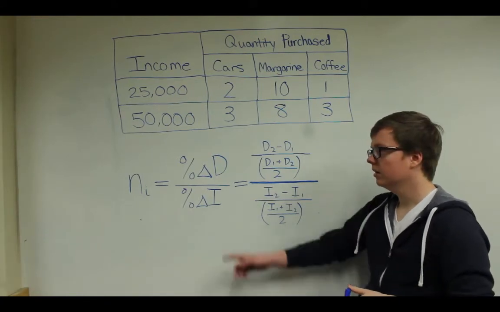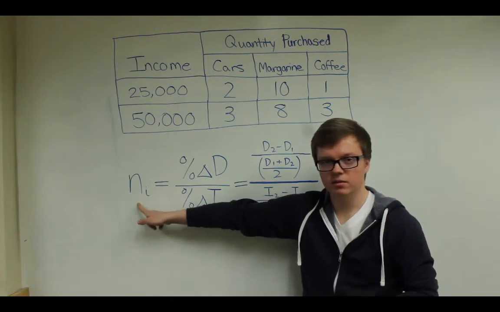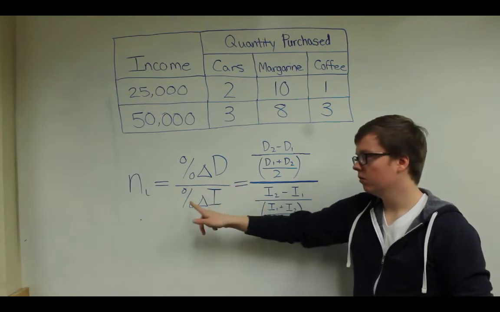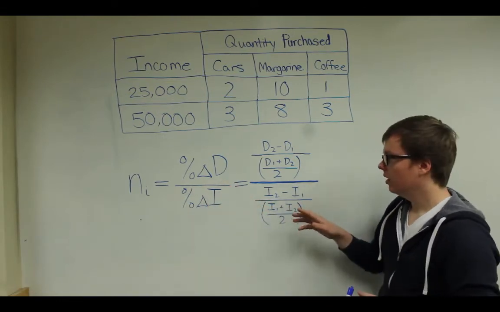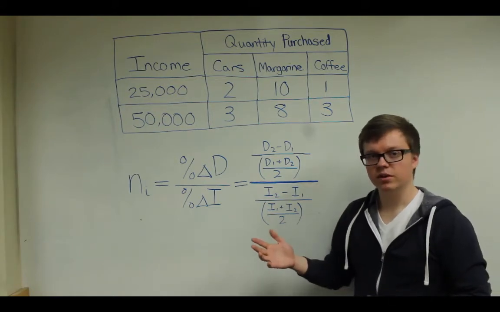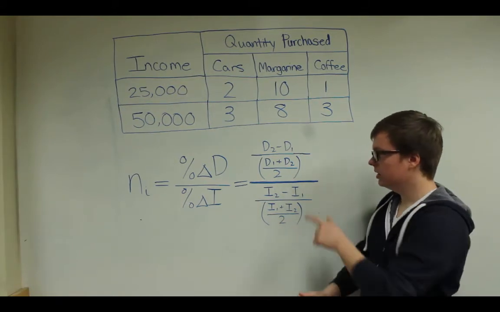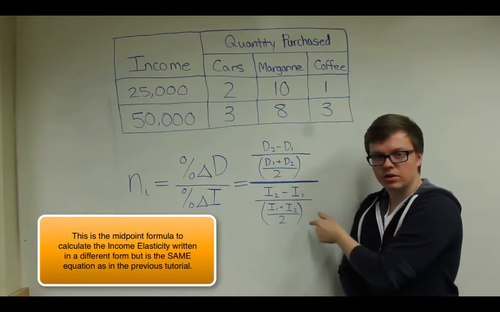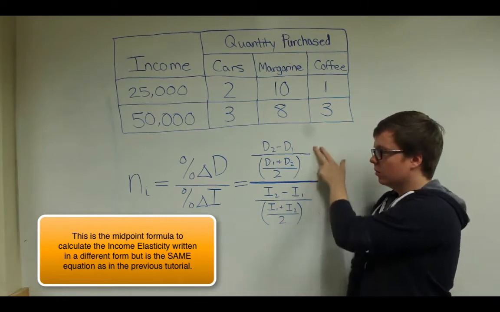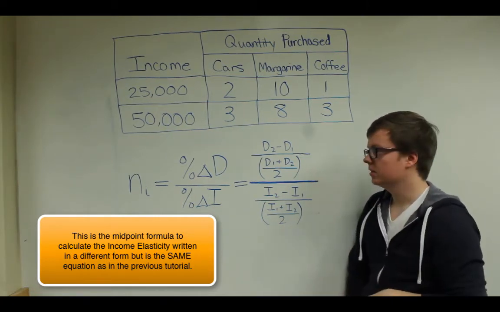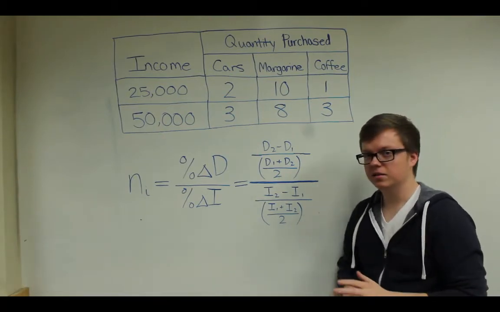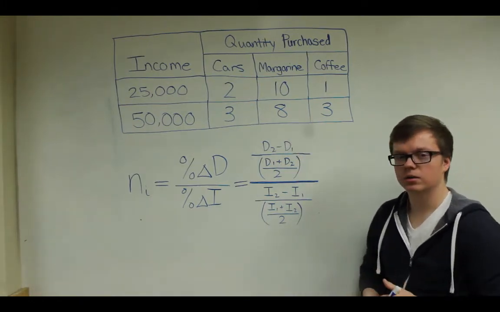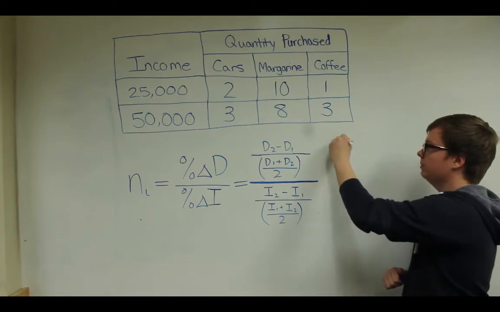income elasticity of demand, and it's just denoted by this N with the subscript I, and it equals percent change in demand over percent change in income. And a lot of professors use the midpoint method to do this, which means they average demand and income in these formulas. So using the midpoint method, this is what the formula looks like for income elasticity of demand. It looks a little nastier than it is, so I'll walk through it with these two examples and we'll see how it works. So let's start with margarine.